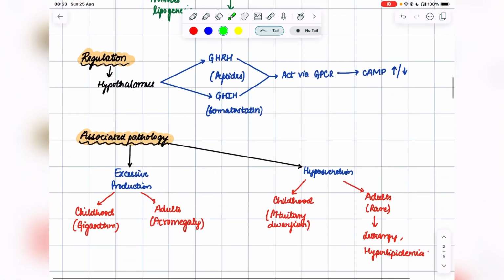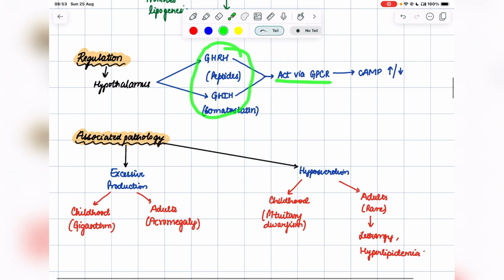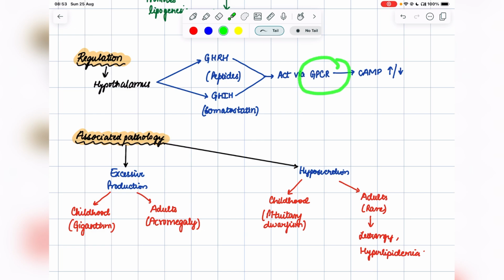Okay, so now let's come to regulation. I have already told you that hypothalamus will release some hormones via the hypophyseal portal system. So they can be GHRH or GHIH. GHRH is growth hormone releasing hormone, and GHIH is growth hormone inhibiting hormone, also known as somatostatin. These both are peptide in nature and they act via G protein coupled receptors via increase or decrease in cAMP respectively. So please understand that they are G protein coupled receptors. It can be very much asked as a question in MCQs or in general viva.